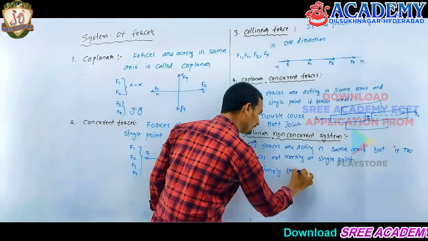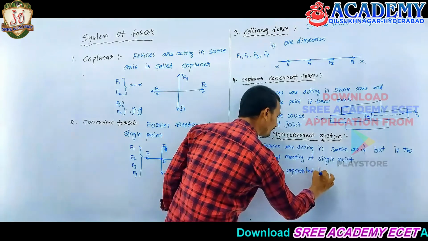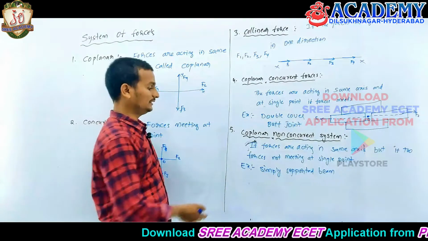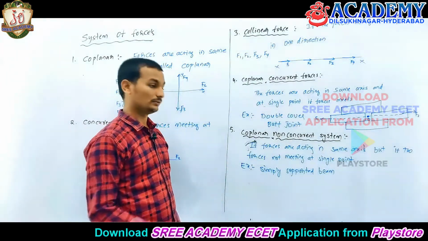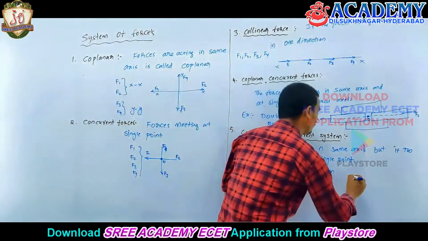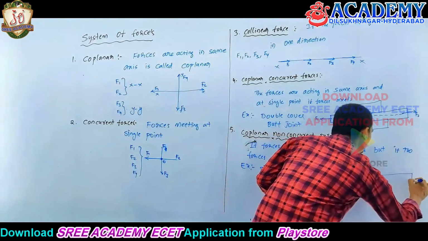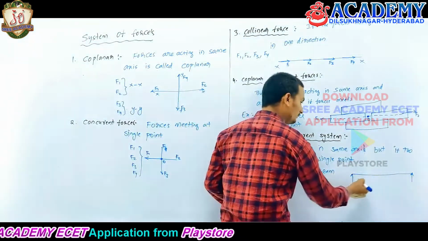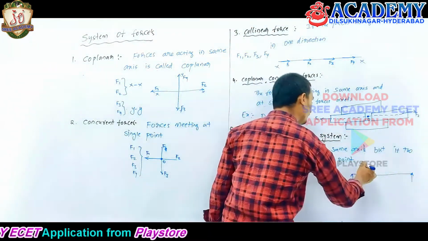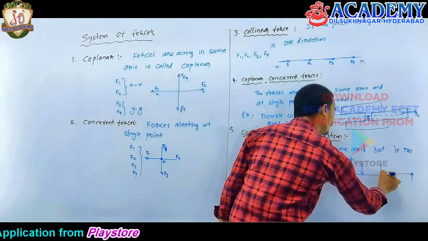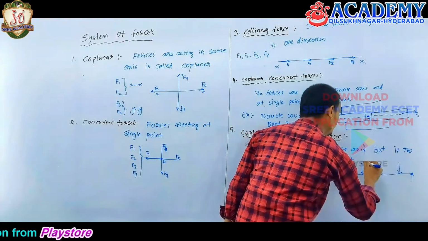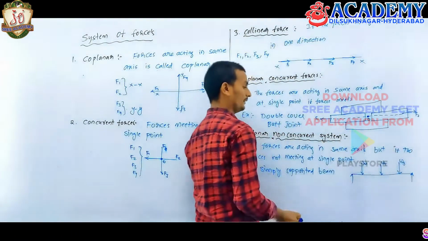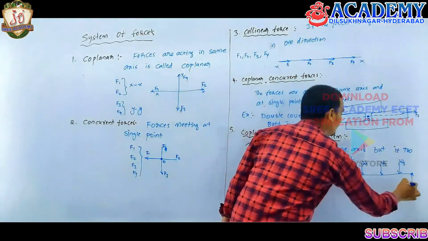Here the example for the coplanar non-concurrent system is a simply supported beam. Sir, how is the simply supported beam the example? Let me explain. See, this is a simply supported beam, yes or no? Right. So this is one force and this is one force. Here three forces W1, W2, W3, and here F1, F2.